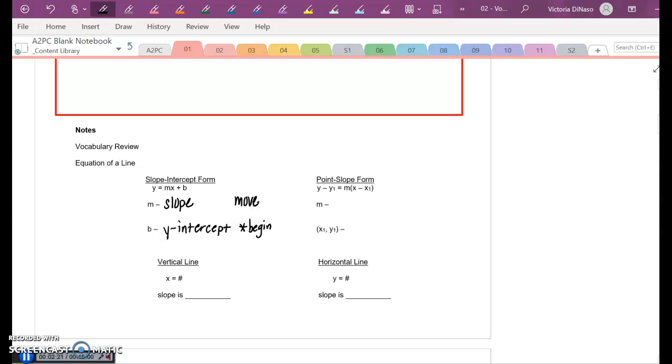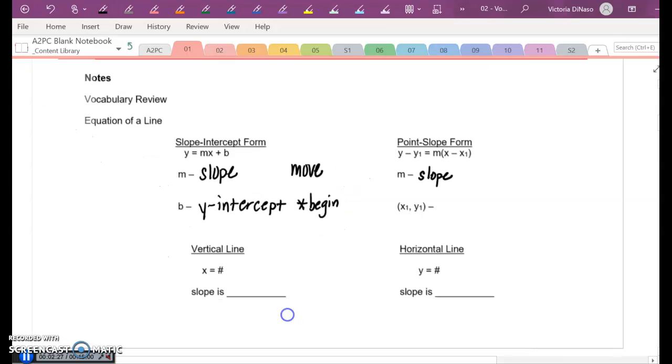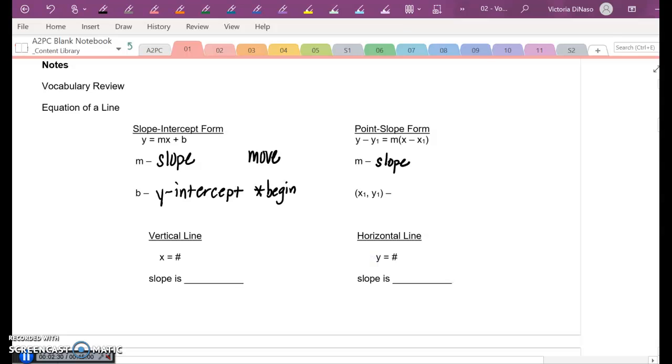For point-slope form, m represents the slope, and then x sub 1, y sub 1. So notice we take x sub 1 and y sub 1, and we don't use that negative sign. Therefore, if we had a plus sign, so if it's x plus 4, we would change that to -4. And if this was y minus 2, it would just be 2. So x sub 1, y sub 1, this is a point on the line.